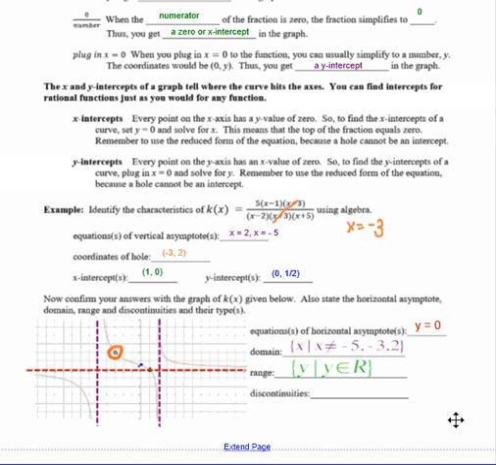We do have some discontinuities to worry about. We have 2 infinite discontinuities and 1 point discontinuity. The infinite discontinuities happen at our vertical asymptotes, so that would be at x equals -5 and x equals 2. And our point discontinuity happens here at x equals -3.